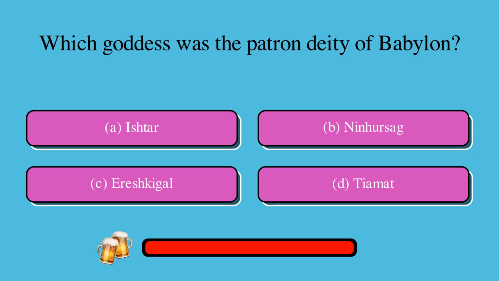Which goddess was the patron deity of Babylon? Is it A, Ishtar, B, Ninhursag, C, Ereshkigal, or D, Tiamat? The correct answer is A, Ishtar.